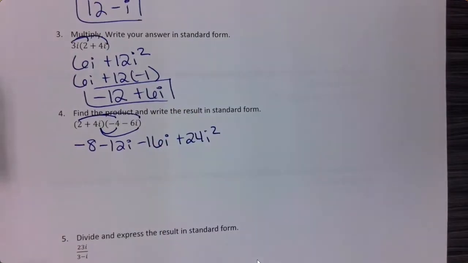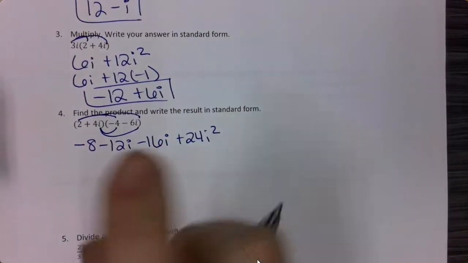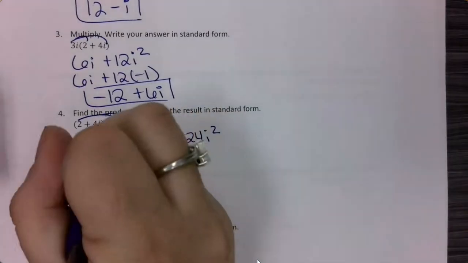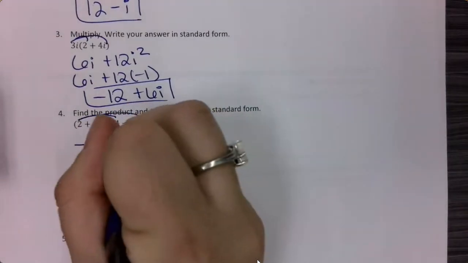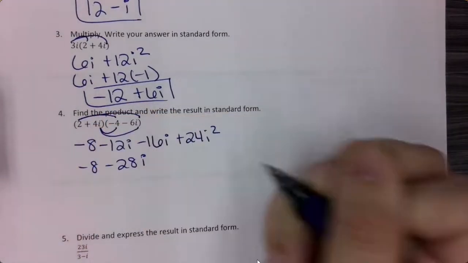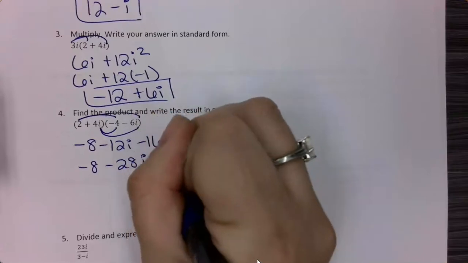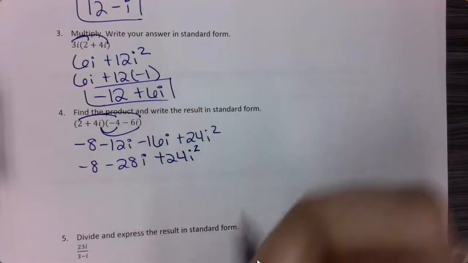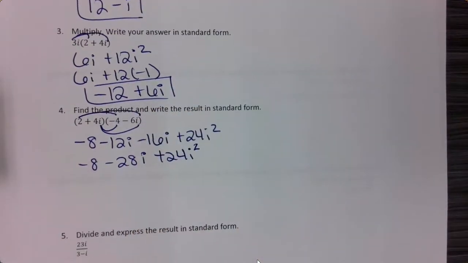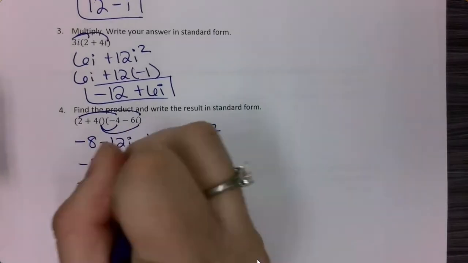I want to go ahead and combine like terms. So I have 2 i's in the middle. This is going to give me negative 28 when I add negative 12 and negative 16 together. And it's still plus the 24i squared. I can go ahead and replace that i squared with a negative 1.